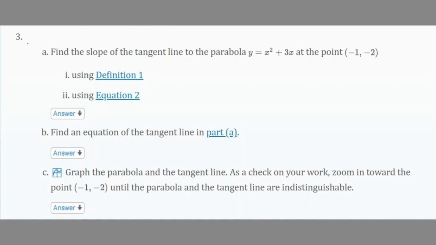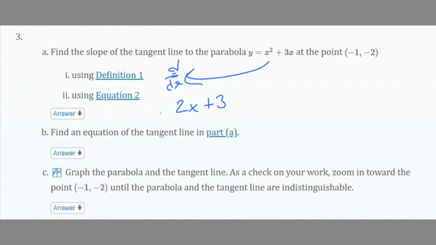Alright, so let's try our first question. This question is asking us to find the slope of the tangent line to the parabola y equals x squared plus 3x at the point -1, -2. So what we can do is just find the derivative of this, d over dx in terms of x. If we do that, we just get 2x plus 3, because the 2 carries over and the x goes away.